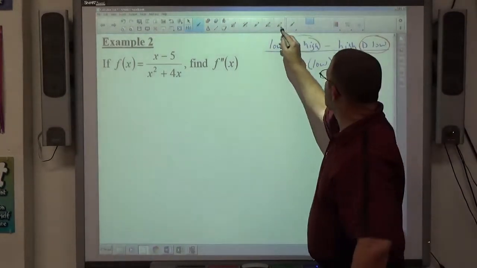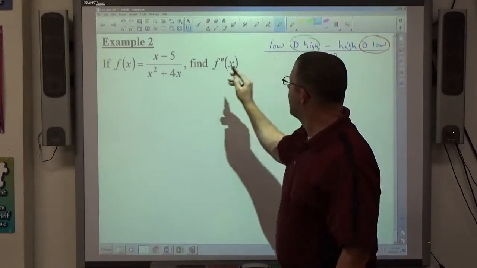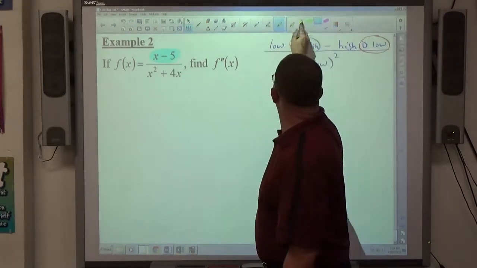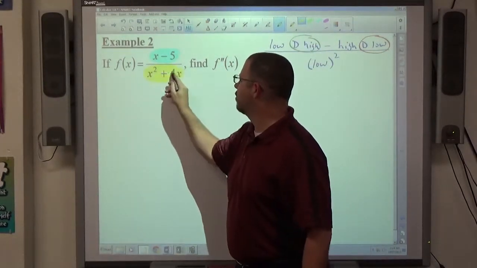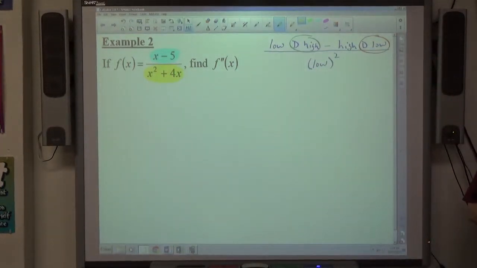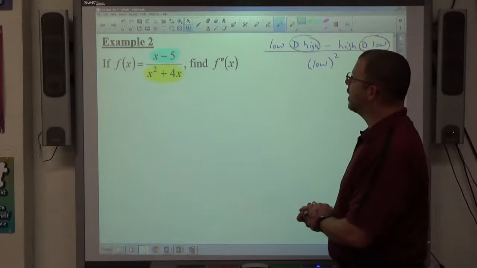If we take a look at the top and the bottom of the function in this case, the top of the function is x minus 5. It's just a polynomial structure. The bottom of the function is x squared plus 4x, also just a polynomial structure. So it's a pretty basic, easy structure. Okay, derivatives will be 1 and 2x plus 4. Okay, not too demanding if you ask me.